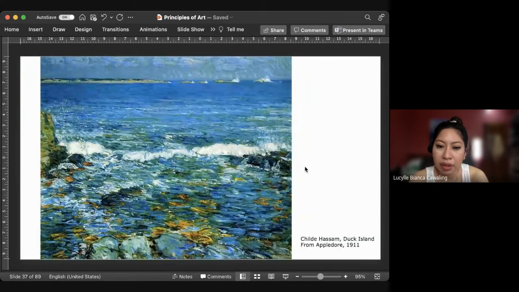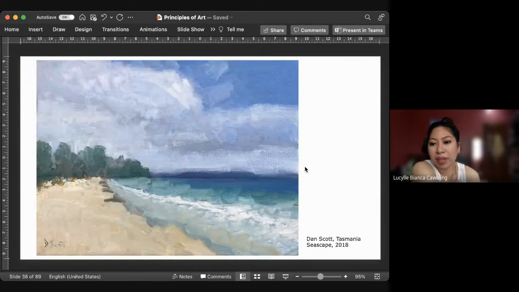And then another by Childe Hassam, the Duck Island from Appledore in 1911. So you can see how the brushstrokes affect how you see the painting or the objects. And also sometimes the brushstroke could be muted, just like this one by Dan Scott in Tasmania.